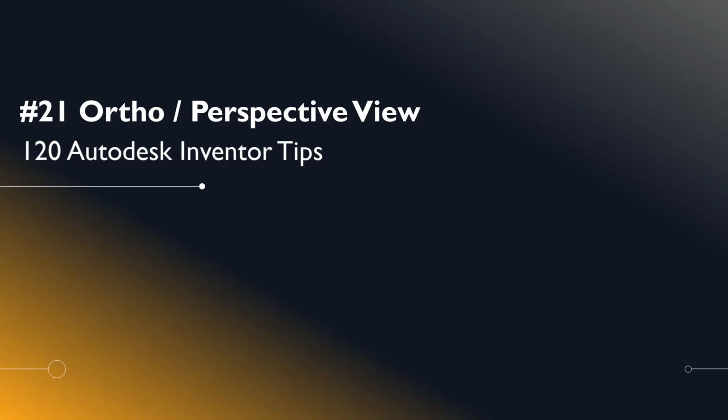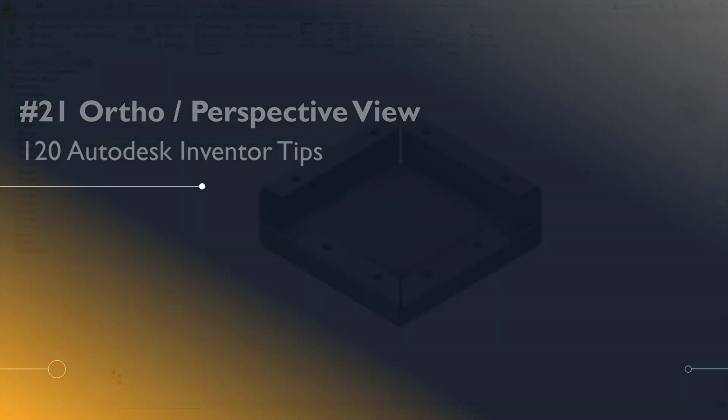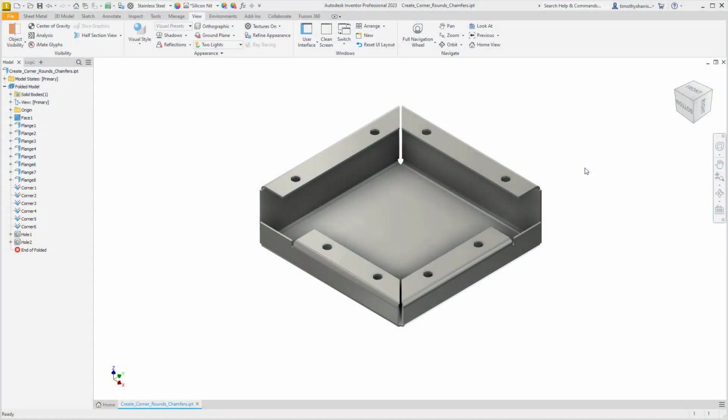In this series we'll be looking at 120 Autodesk Inventor tips. Number 21. Orthographic and Perspective Views.